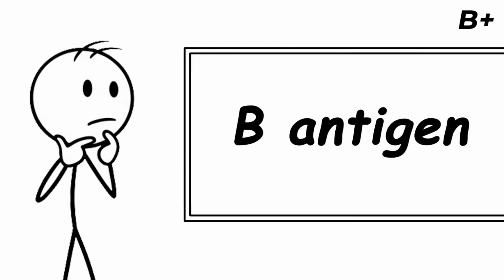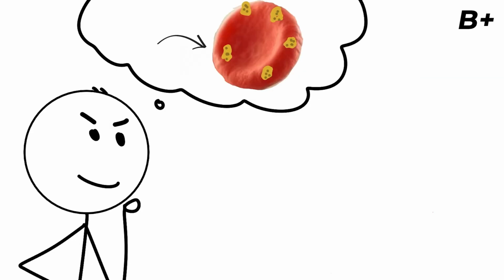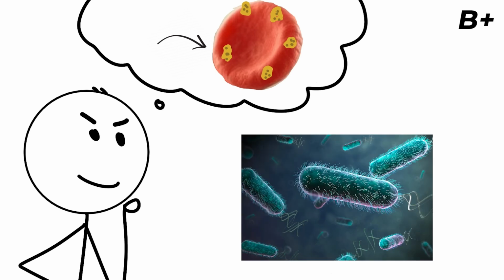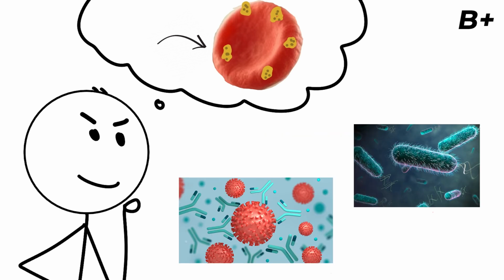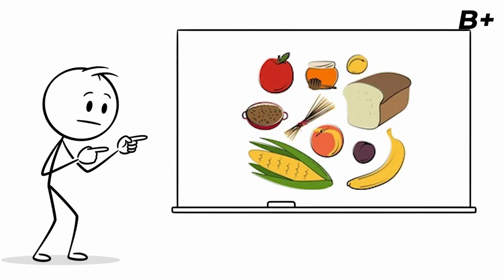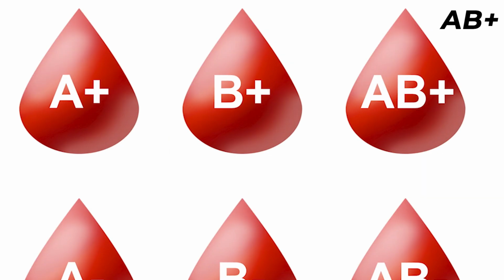B antigen supports adaptation to distinct diets and immune stressors. For example, B antigen discourages colonization by certain E. coli strains, but encourages others. And B-positive individuals process dairy and carbohydrates slightly differently, which traces back to ancient dietary patterns.